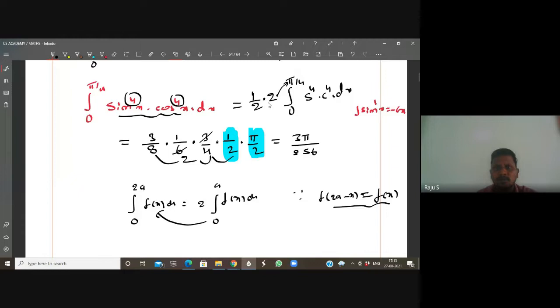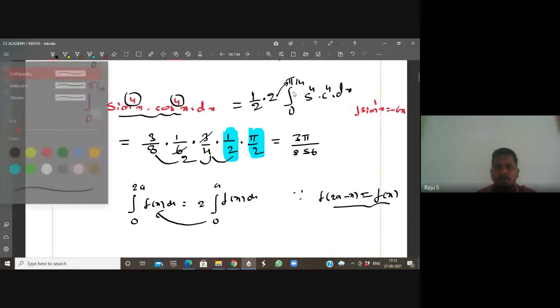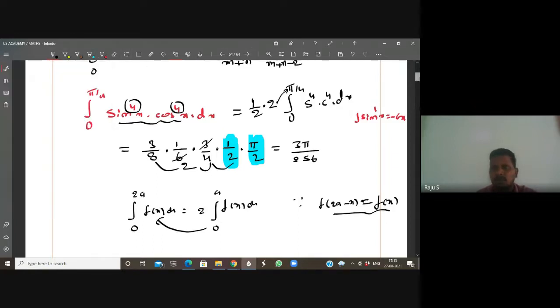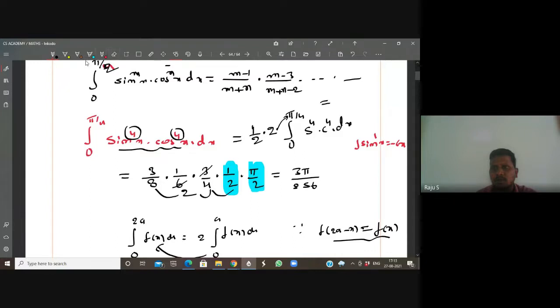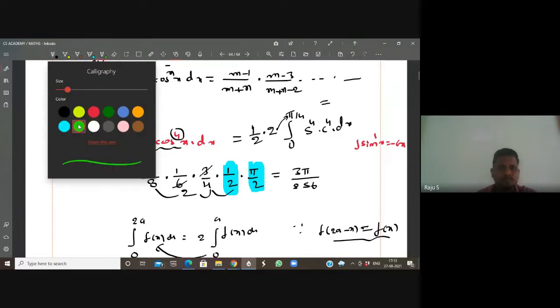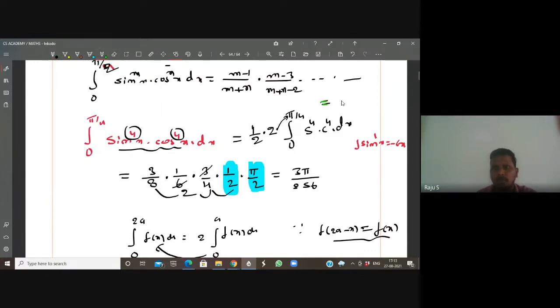I have written 1 by 2 into 2. So I want to change pi by 4 in terms of pi by 2. So now this is equal to, when I multiply here, it can be written as 1 by 2 times the integral from 0 to pi by 2 of sine power 4 cos power 4. Now we can apply the property here.